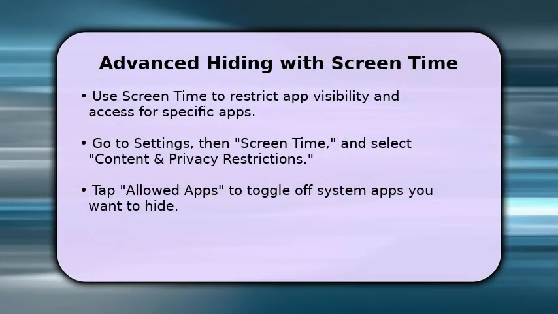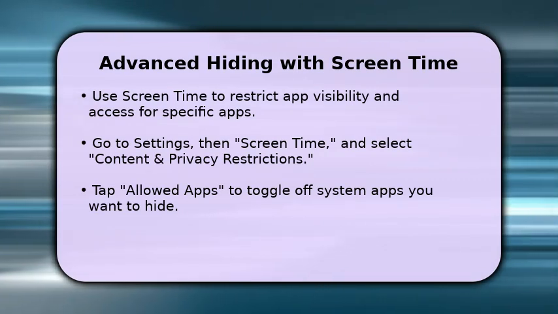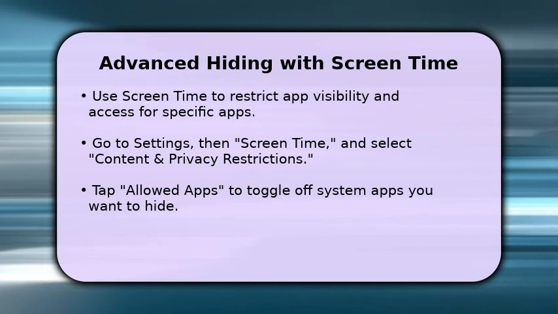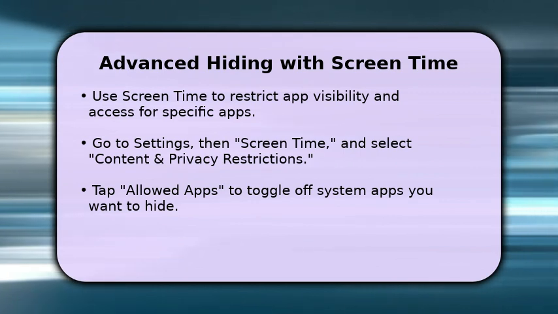For a more robust hiding solution, especially for third-party apps, you can use Screen Time. Go to Settings, then Screen Time, and tap Content and Privacy Restrictions. Here, you can go into Allowed Apps to toggle off certain built-in apps. For other apps, use App Limits.